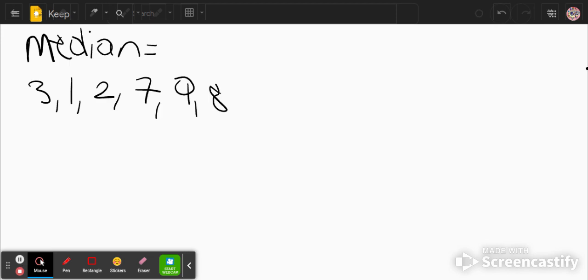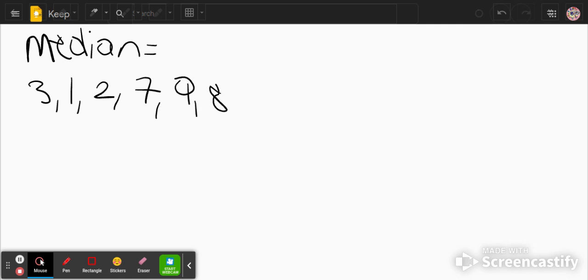Okay, so for this one, we have the numbers 3, 1, 2, 7, 9, and 8, right? And we're to find the median, being that this is an even number. Because earlier we discussed when there are two numbers in the middle, right? When it's an even number, you're going to end up with two numbers in the middle, right? So to do this, all you have to do is to add the middle numbers and divide by 2.